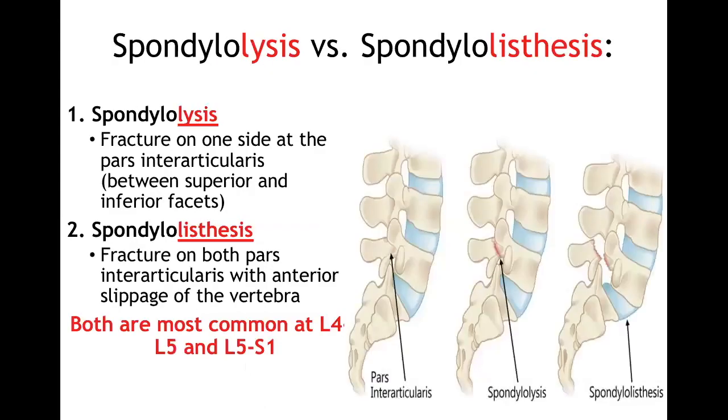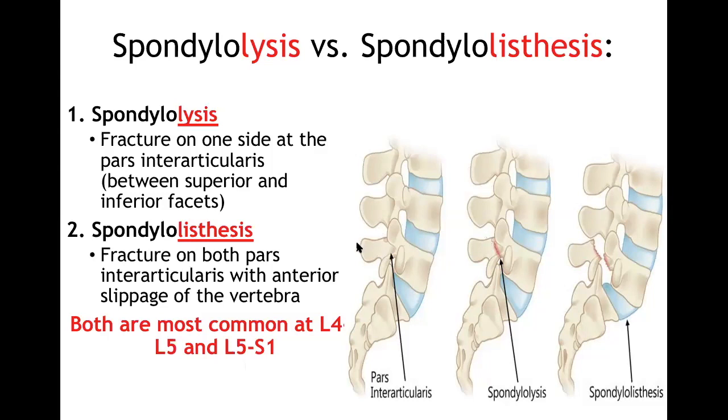Moving on to spondylolysis versus spondylolisthesis. So spondylolysis is a fracture only on one side at the pars interarticularis. This is between the superior and inferior facets. So it's this area here. There is a fracture on one side. This is just showing you where the pars interarticularis is. This right here is spondylolysis because there is a fracture just on one side of that pars.